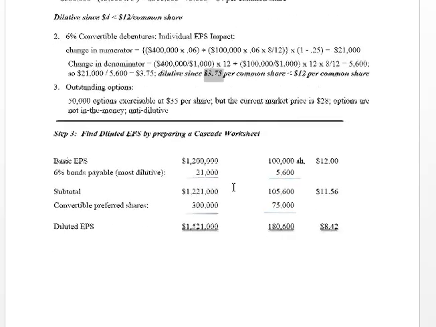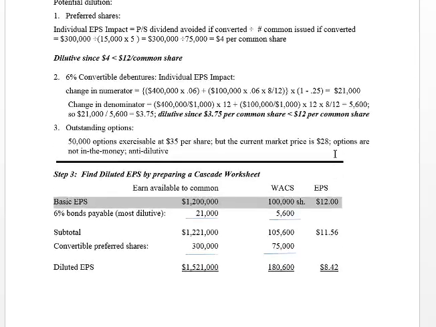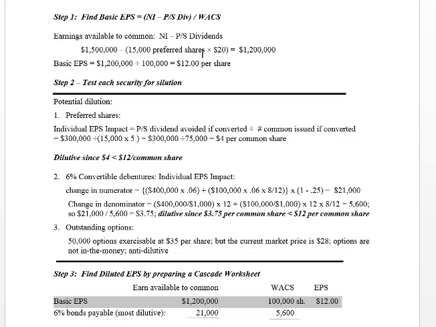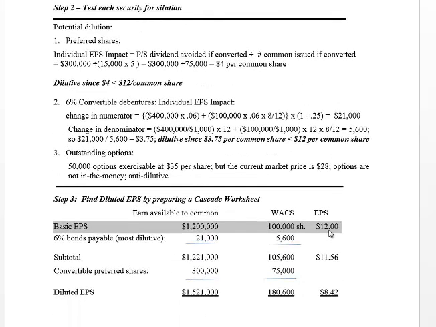So now in step 3, in order to calculate our diluted EPS, we're going to compare what? Our earnings available to common shareholders in the first column, and this would be our WACC column, and this would be our EPS column. The earnings available to common under the basic EPS, we calculated in step 1. We had it up here, and we calculated 1.2 million in the numerator, and we were given 100,000 in the denominator, so we knew our basic EPS was $12 a share.